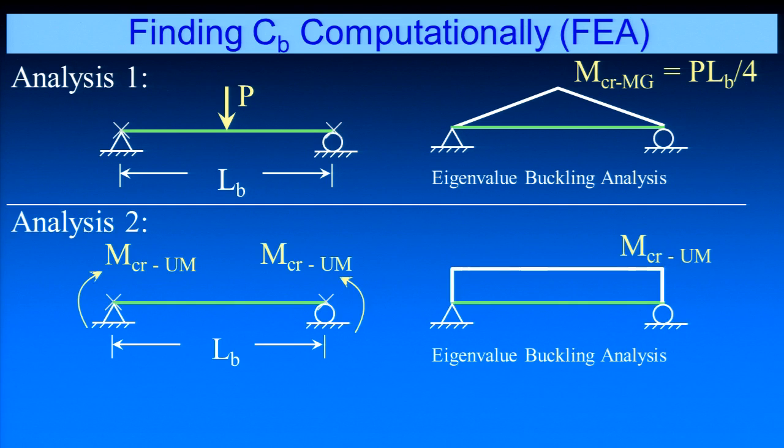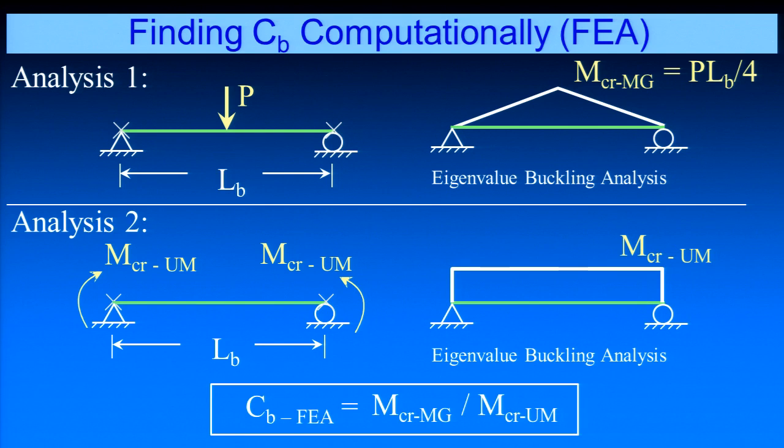I could do a companion analysis using uniform moment type loading, and it's going to give me a critical load under uniform moment. If we back up our understanding of the C sub B factors, we just look at the comparison of this M critical for moment gradient, the maximum moment that occurs along the length of the beam when it buckles under the moment gradient case, and divide it by M critical under uniform moment. That gives us a C sub B factor. And that's how we do things when we're doing parametric studies to develop expressions for C sub B.